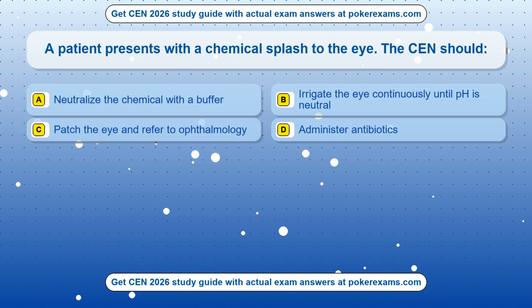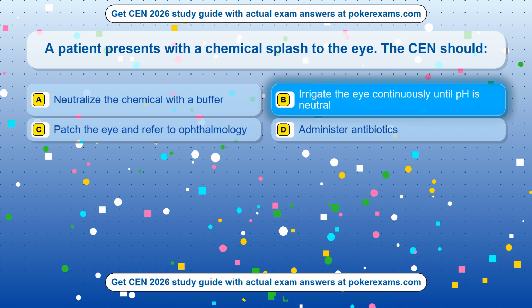Question 11. A patient presents with a chemical splash to the eye. The CEN should: Option A. Neutralize the chemical with a buffer. Option B. Irrigate the eye continuously until pH is neutral. Option C. Patch the eye and refer to ophthalmology. Option D. Administer antibiotics.